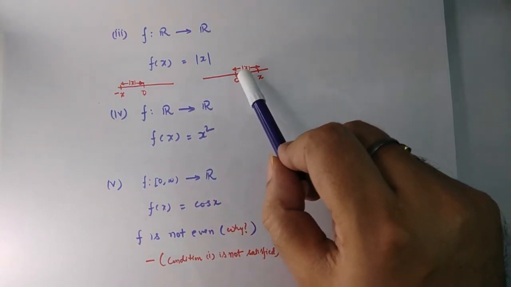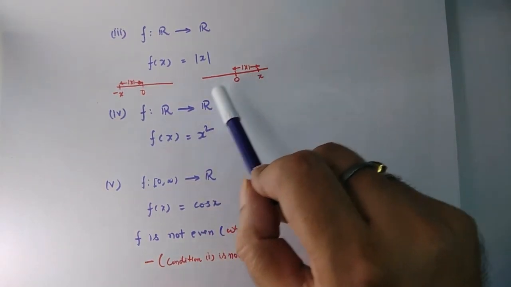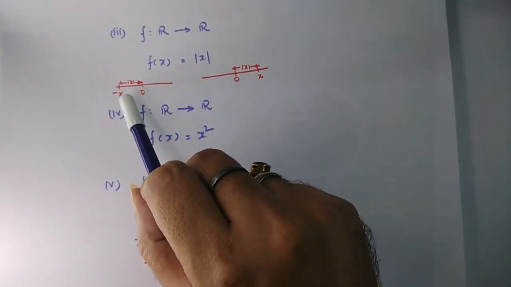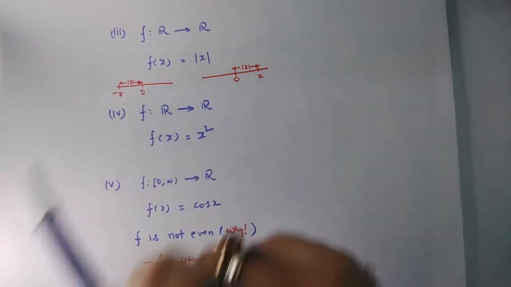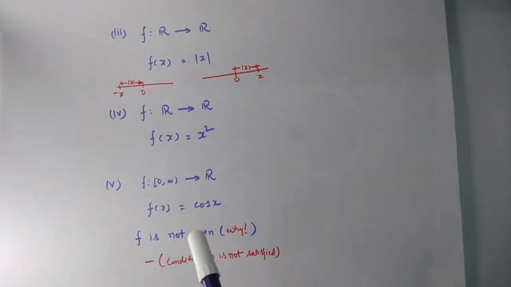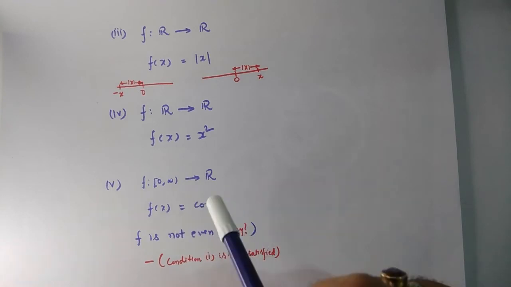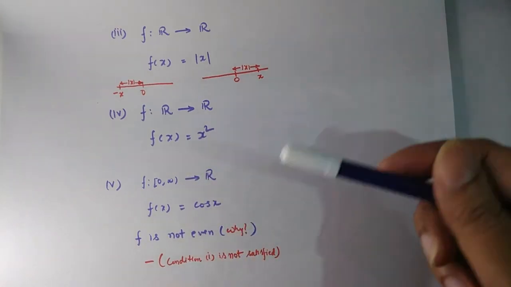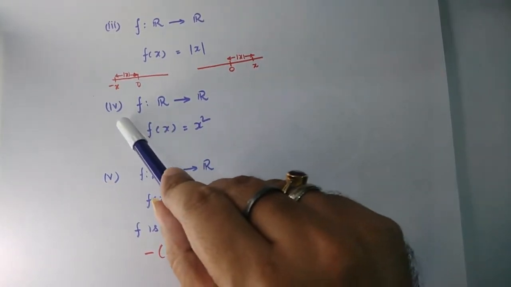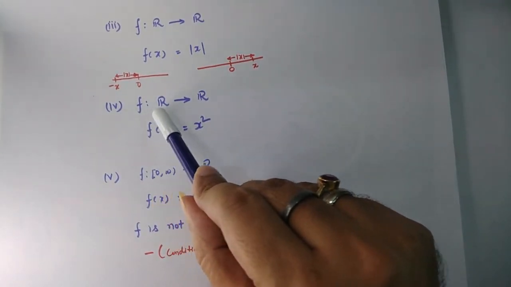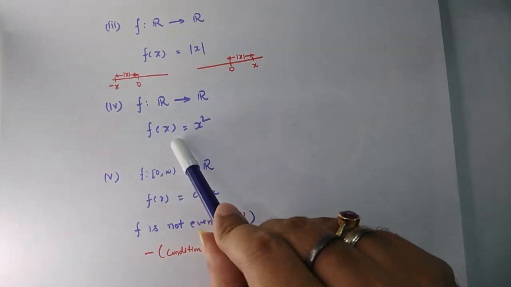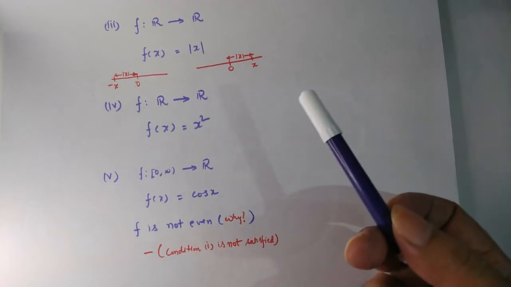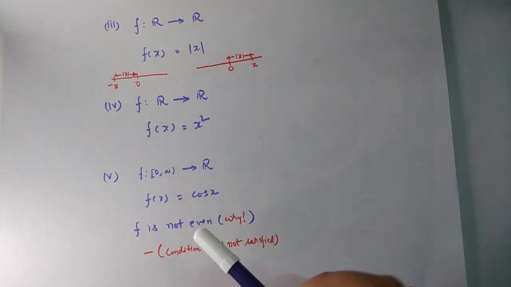Therefore, by definition, modulus of x should be equal to modulus of minus x, because both x and minus x are situated at the same distance from the origin. Therefore, mod x is equal to mod of minus x. Hence, the absolute value function or the modulus function is an even function. Consider another example, f from R to R such that f of x is equal to x square. It is very easy to check why this is an even function, and I will leave it to you.